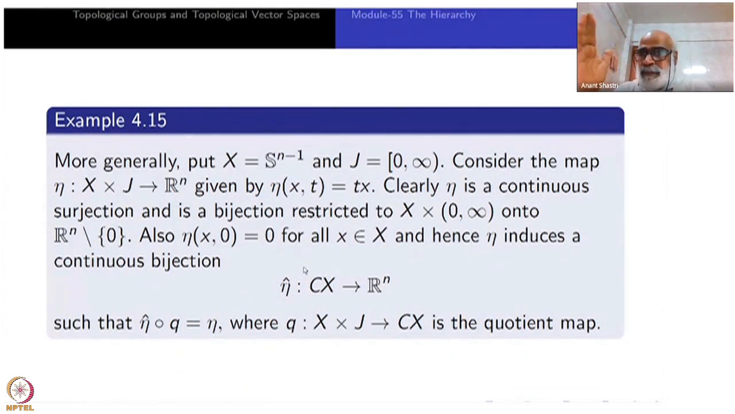So why is this a homeomorphism? Right? If you knew that this is compact, and you know it's Hausdorff, then you are done. In particular, instead of taking infinity here, suppose I take a closed interval, 0 to 1, 0 to a, whatever a positive. Then I would get a homeomorphism, but I will not get onto Rn. What will I get? Suppose I take 1. Then I get all vectors of length less than or equal to 1, which is nothing but Dn.